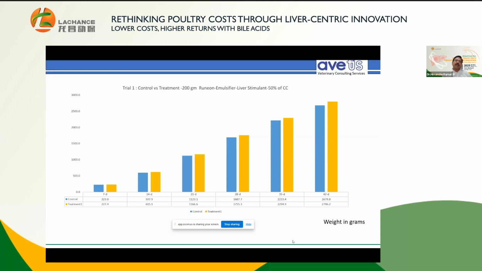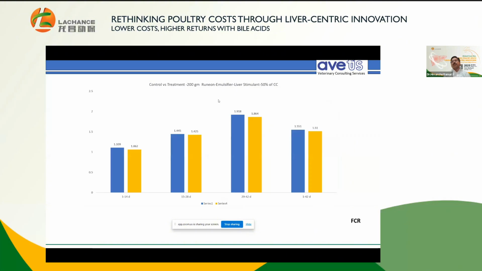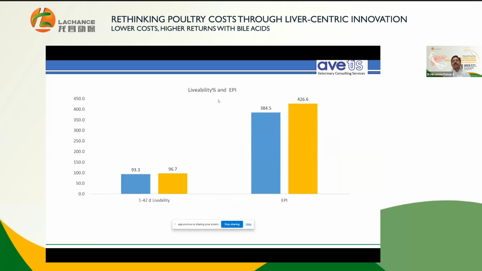You can see, from the beginning, from 7 days to 42 days, in the treatment group 200 grams of Runion was used, and the liver stimulant was removed and choline chloride was reduced by 50%. Even then, the performance in the treatment group with Runion was much better than the control. This is one trial. Even the FCR was better at all levels, the livability was better, and the EPI was even better. So performance is good at all levels.